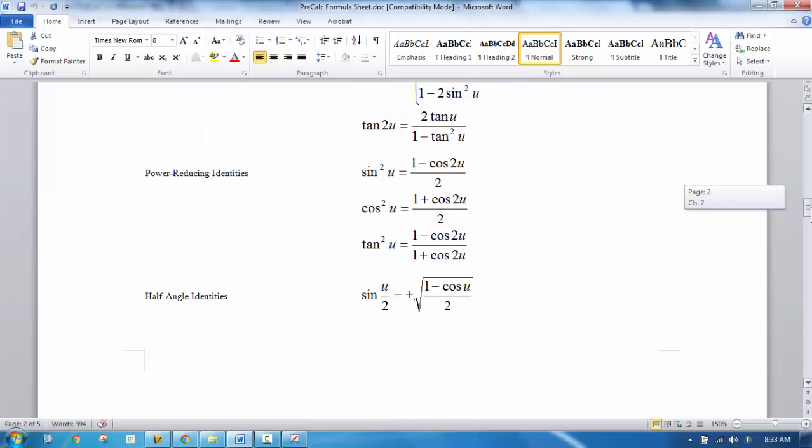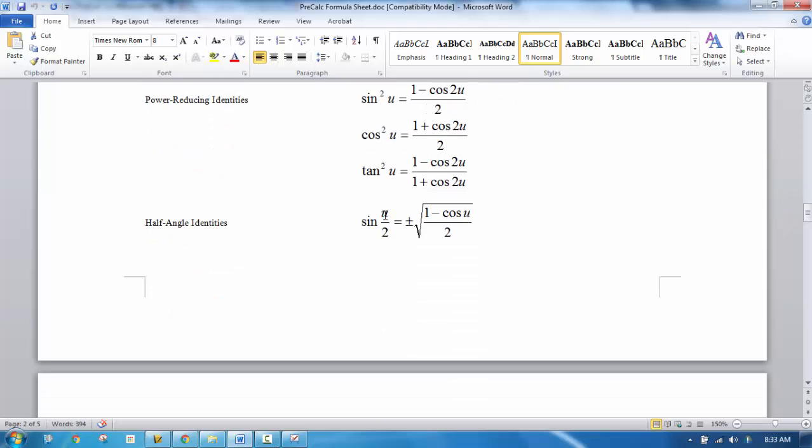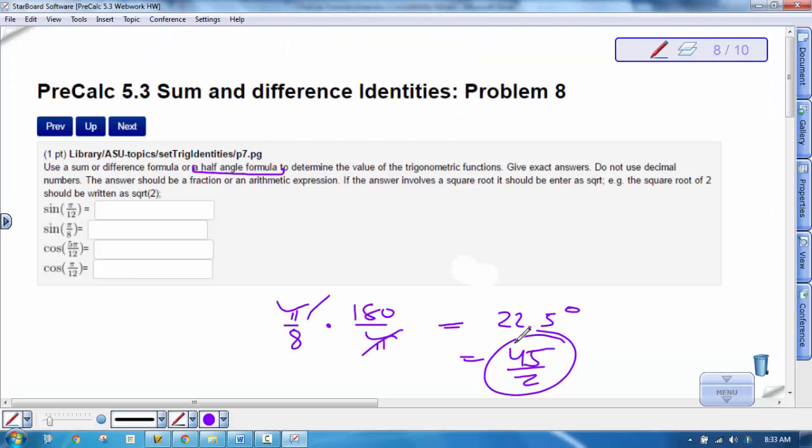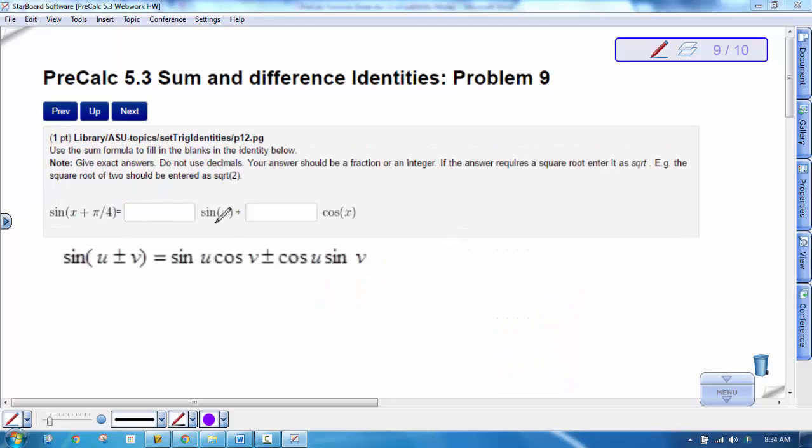The half angle formulas are right here. We are going to do this in a different section. So here's what you would use. 45 would be u, and we just plug in 45 here and simplify. But for now, we can skip that. We can skip the half angle ones. So go ahead and give this problem a try. If you need more help, I can help you during class.